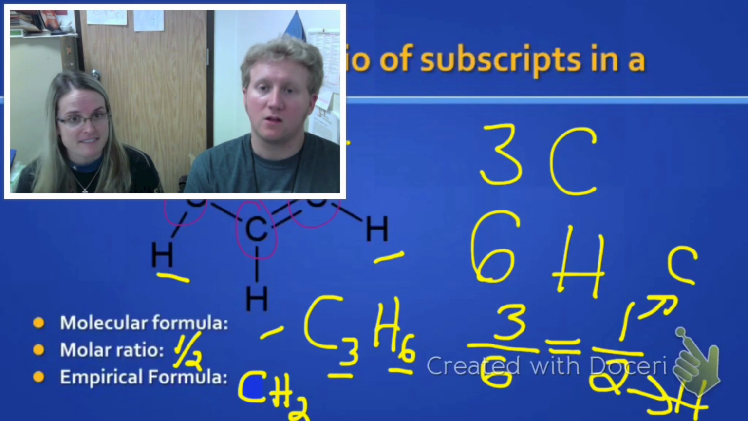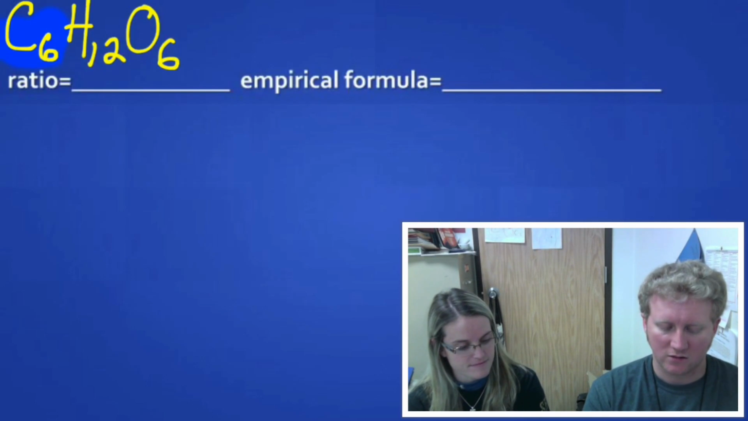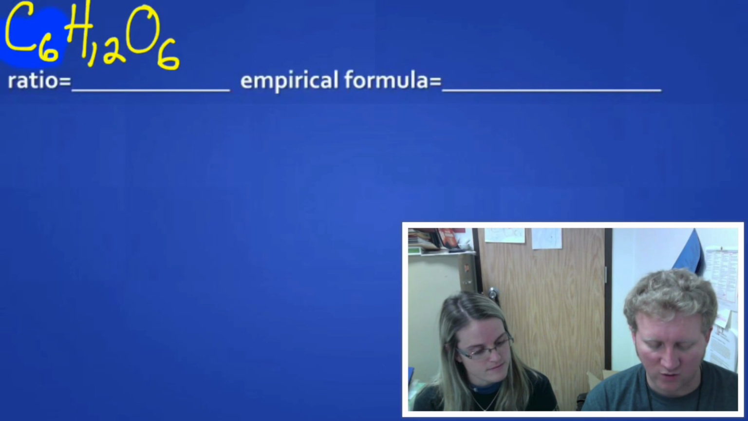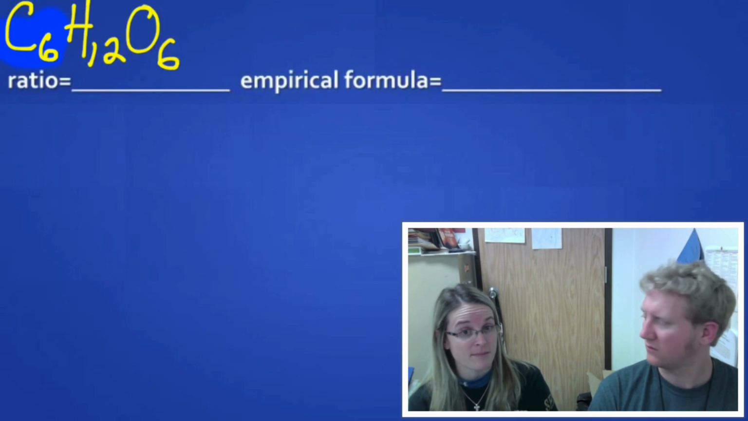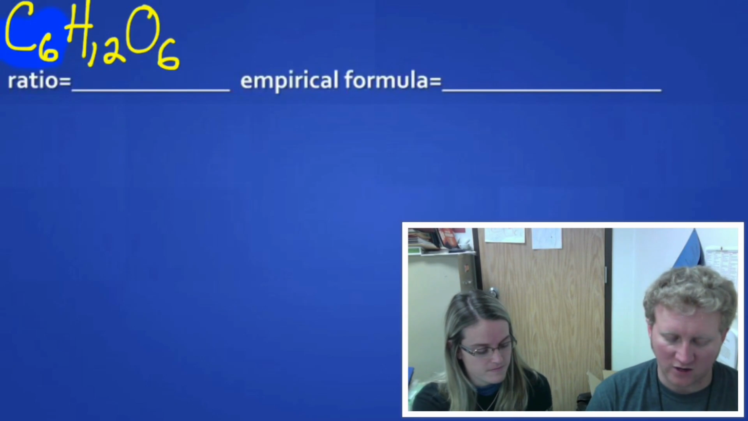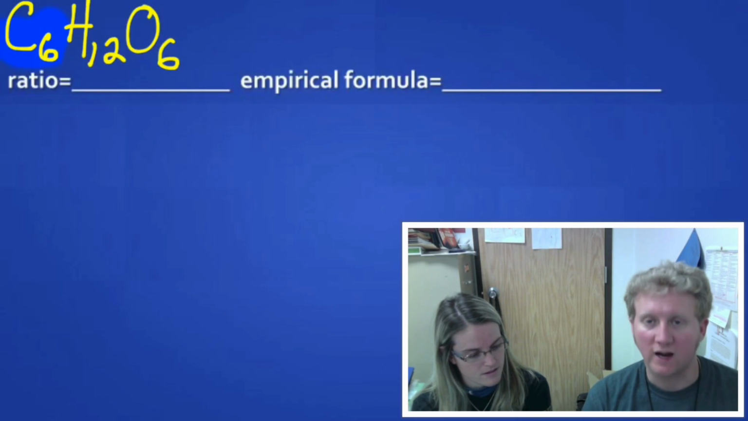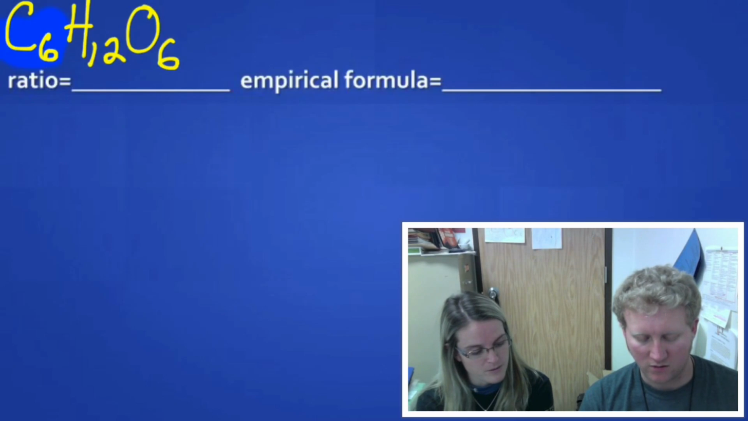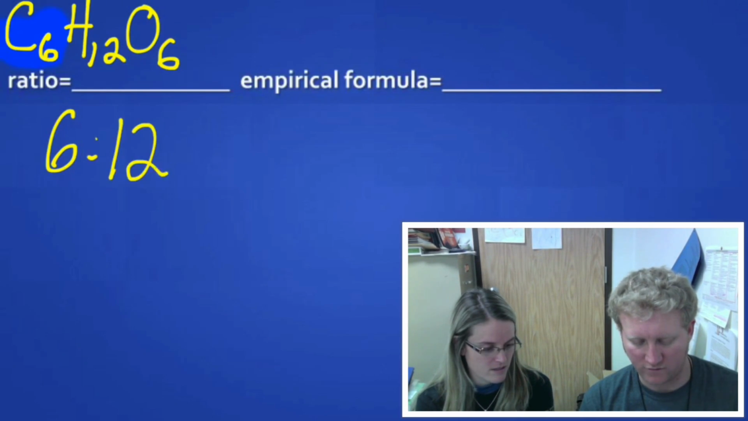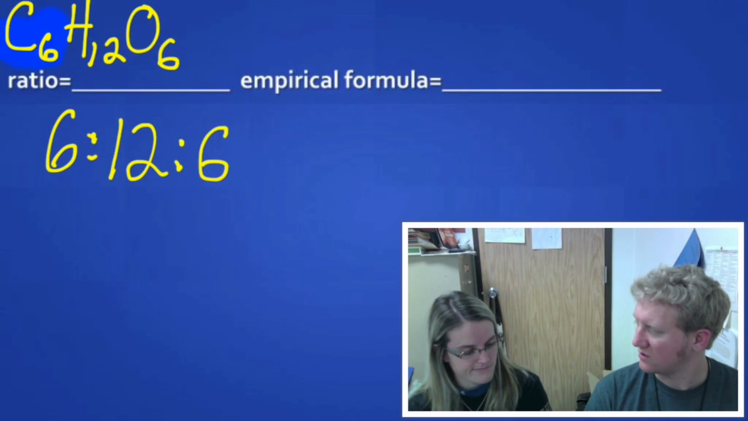This seems pretty easy. Okay, not too bad. So let's try one more to see how we're doing. I've got C6H12O6. They already gave us the molecular formula, so we didn't have to count them. All we want to do is figure out the molar ratio and the empirical formula. So my ratio would be 6 to 12 to 6. Now, if I take that, can we reduce those numbers?